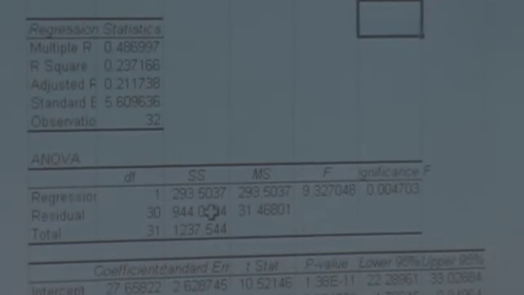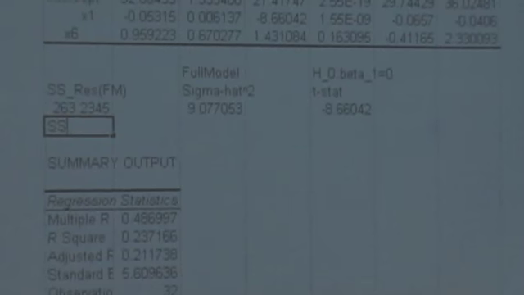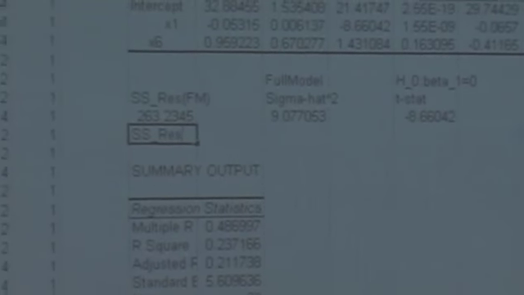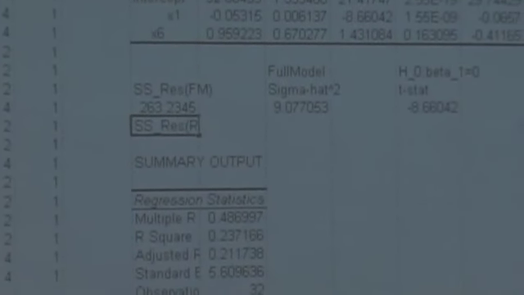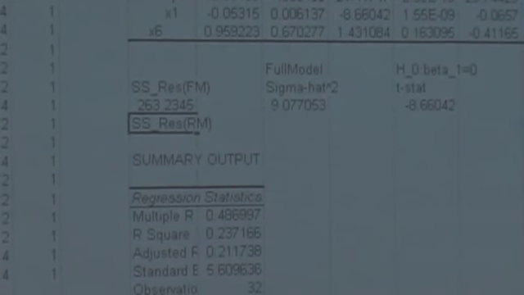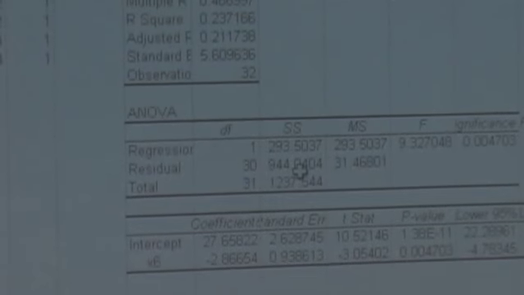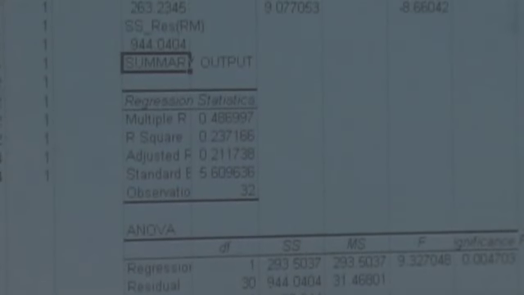So what do I have? Let's see, I'll just pull it up here. I have SS res now. Wow, it's much different. Okay? So now the SS res, I guess there's room to put it here. SS res reduced model. Now, that's equal to this one right here, 944. Okay.